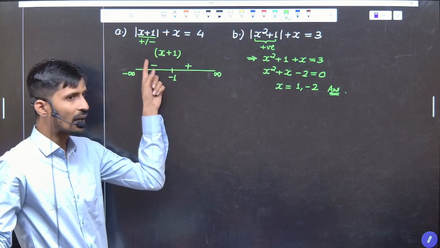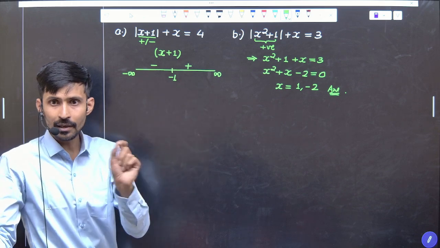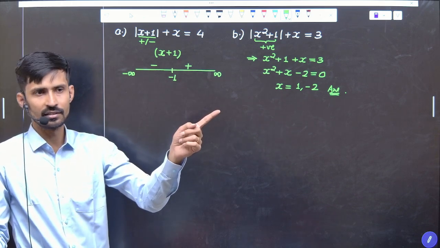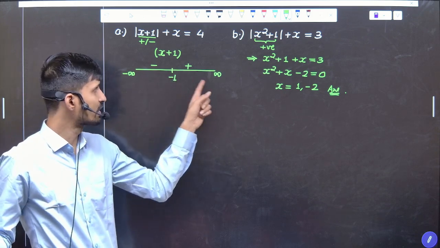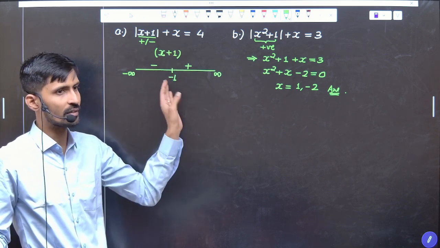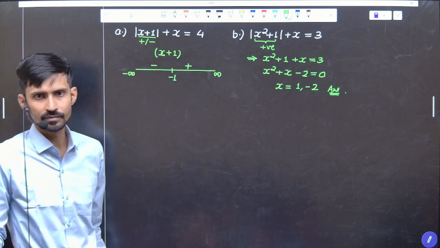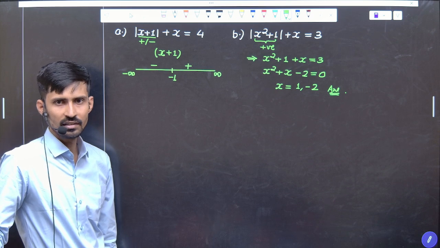But how will you find the sign here? How will you write the sign here? That mathematics was already learned. We have already learned that mathematics. How will you find the sign? Take one number, put it there, and write the sign. Yes or no? Yes?